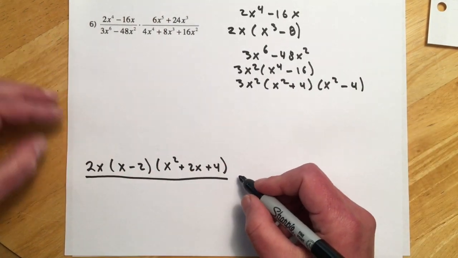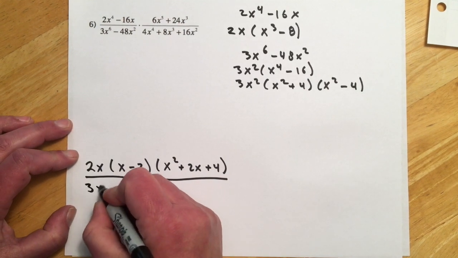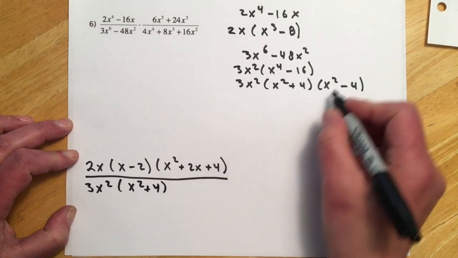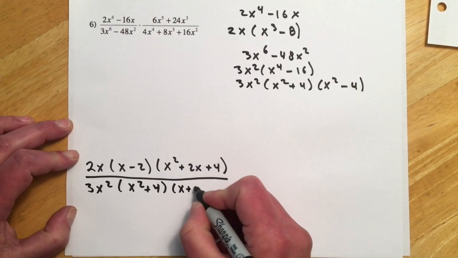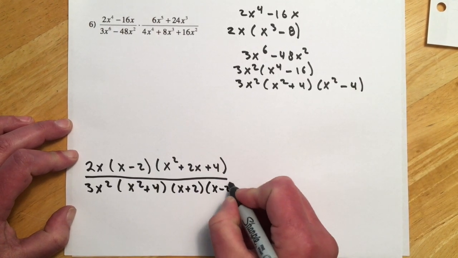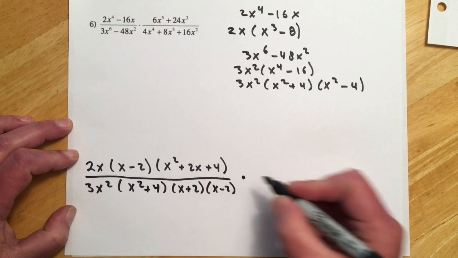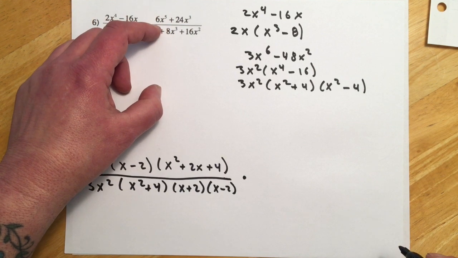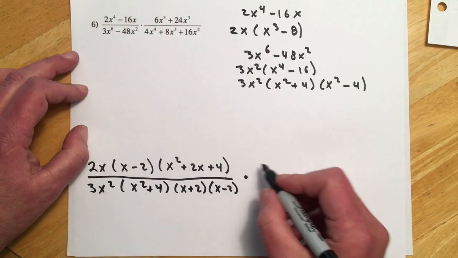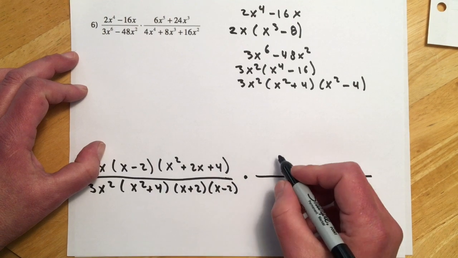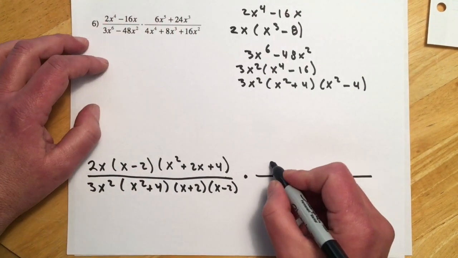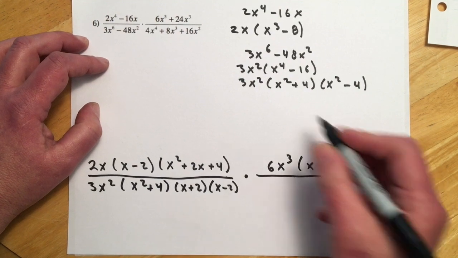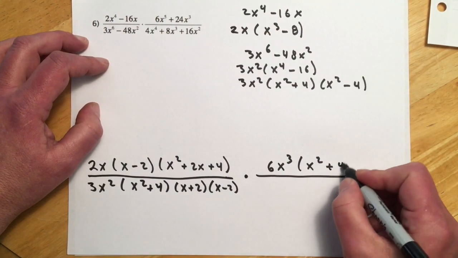So I'll go ahead and write all that out down here. And then factoring this, x plus 2, x minus 2. Let's see, up here, I think that's just going to be a GCF. And so if I take a 6x cubed out of there, that's going to leave an x squared and a plus 4.